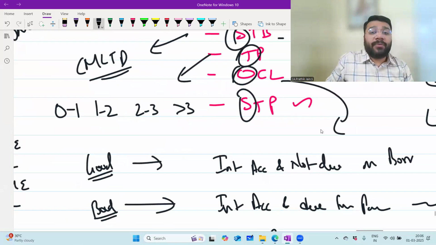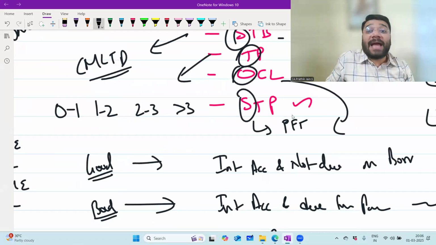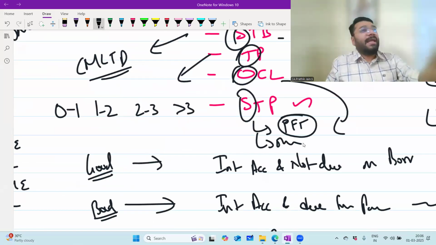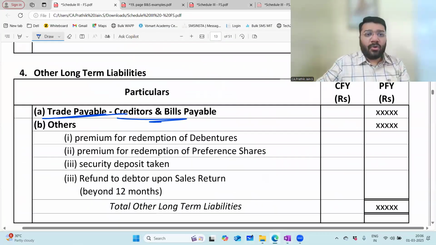Coming to short-term provision, what is the first item that will come? Provision for tax is always short-term. And then you have others: employee benefit and then other category. Any problem? Overall comfortable?